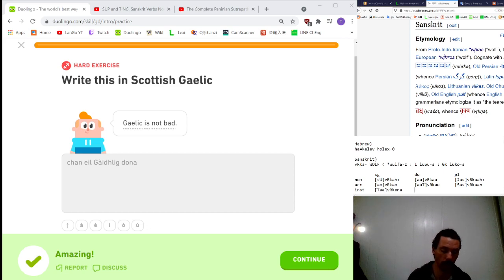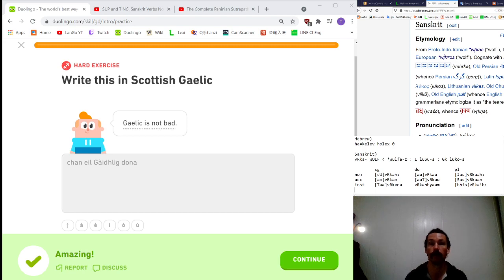Okay, now, instrumental dual. Alright, maybe I'll save space because it's such a long ending. No changes needed. Vrka the stem, and then bhyam. Now here, it's more involved. This is the basic exponent, but the form in this class of noun for this case is vrkais, diphthong plus s. So think of ois in Greek.